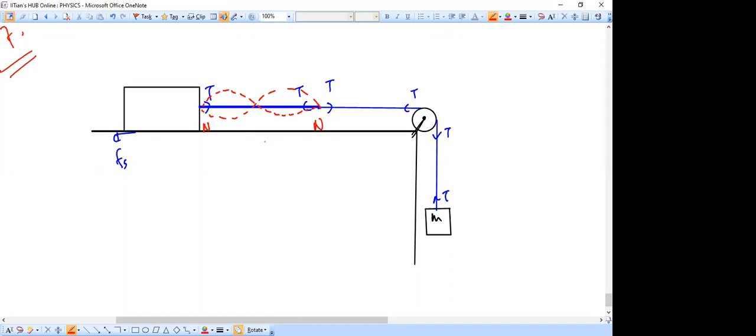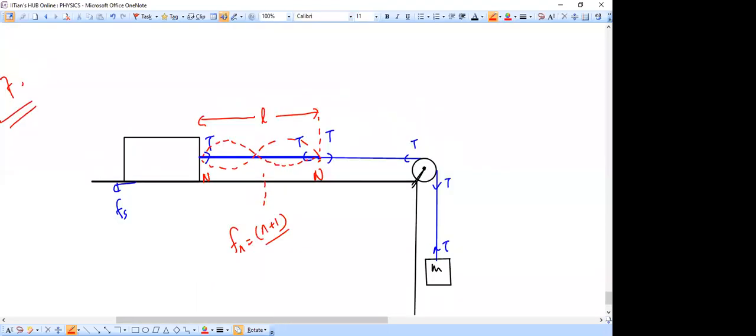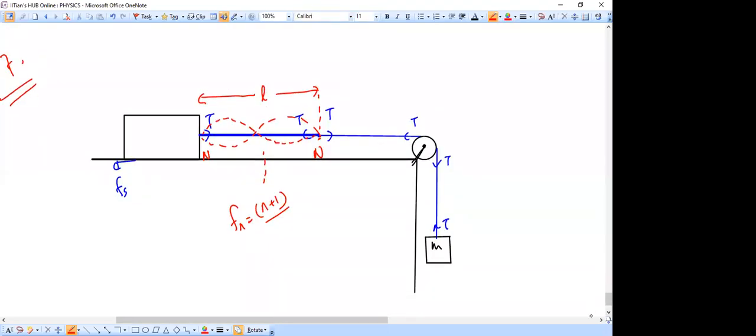So in this case, this will be the formula. If this length is L, oh sorry, my mistake, this is antinode. Yeah, so we just have to make a correction here because this is now suspended in air, so it's going to be different.